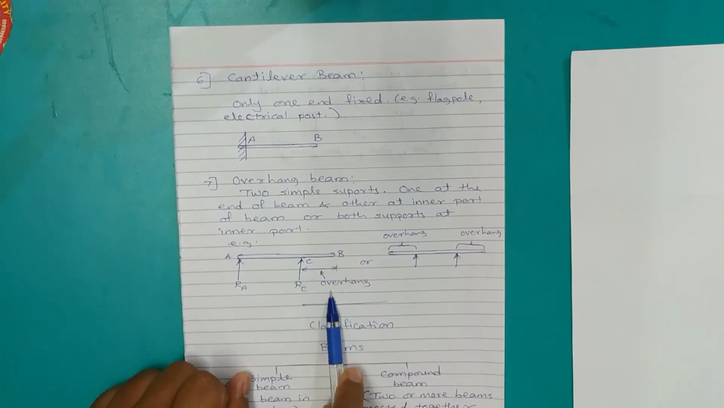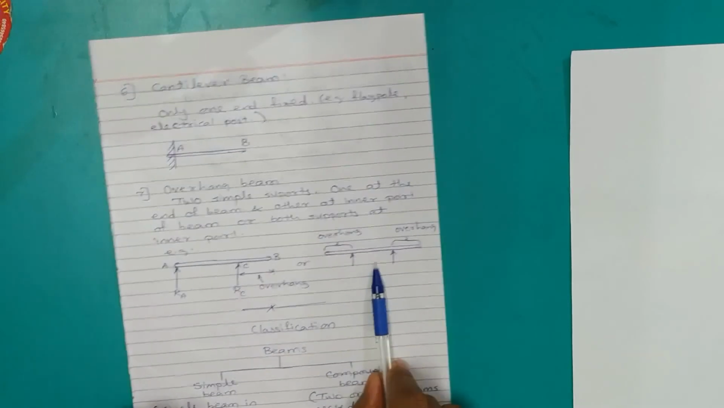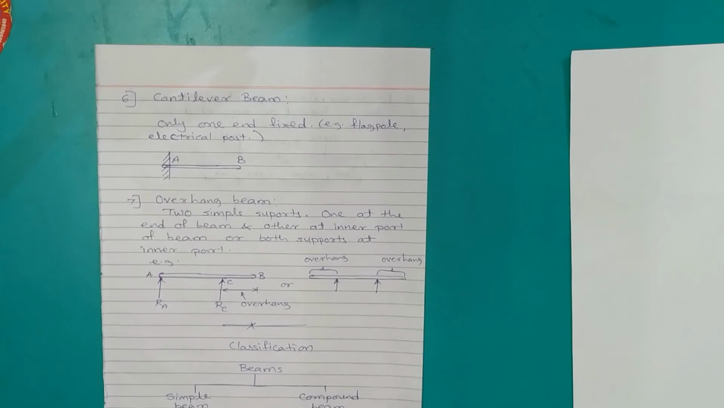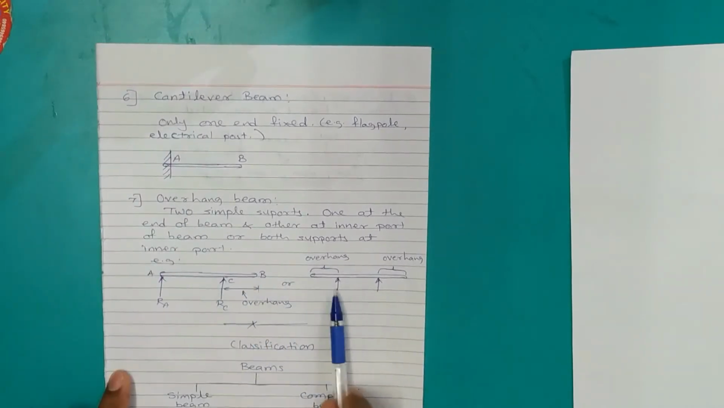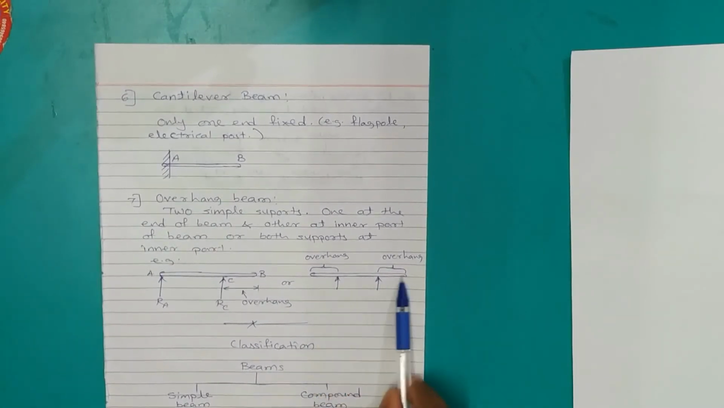Likewise, here in this example of the beam, we have 2 simple supports and both are existing on the inner side. Here we had only one support on the inner side, but here we have both the simple supports on the inner side of the beam. So we have got two overhangs in this case.